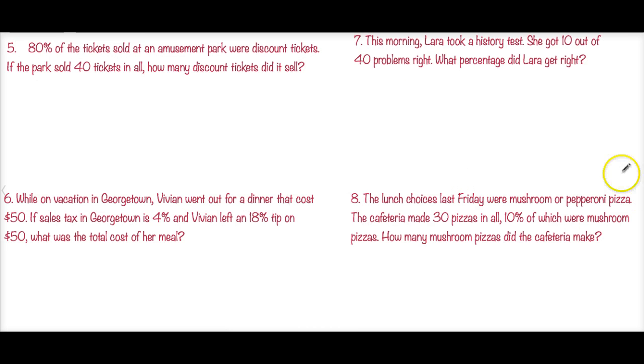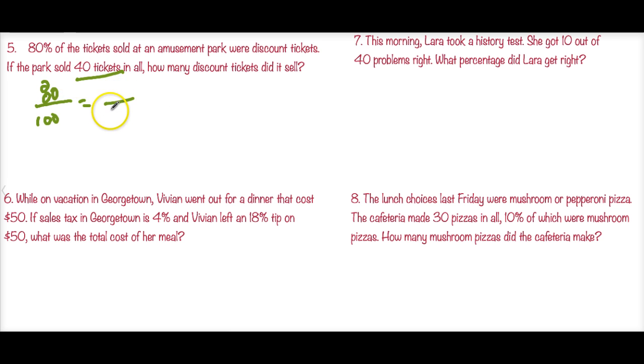All right, moving on. Number 5, 80% of the tickets sold at an amusement park were discount tickets. If the park sold 40 tickets in all, how many discount tickets did it sell? So I know when I'm sitting at my problem with percents that my 100 is going to go on the bottom and my any percent work is up here. So I know it's 80%, so that goes up here.